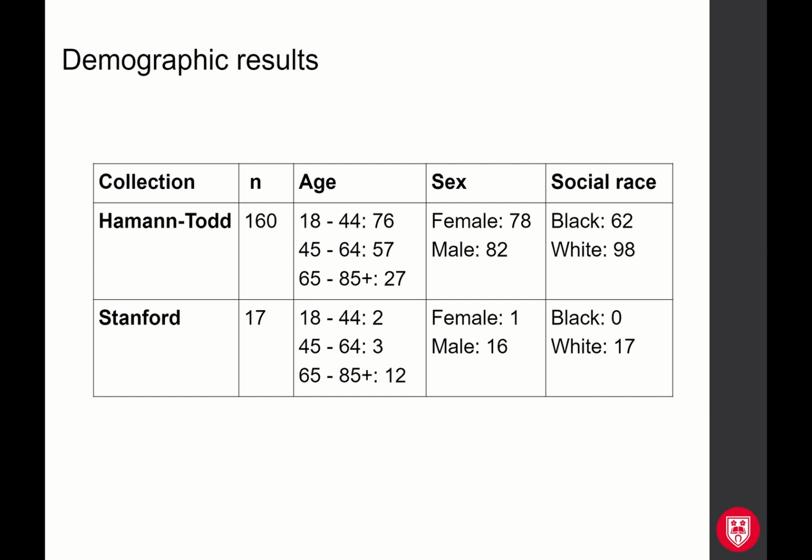Now, demographic results. I was able to analyze 160 individuals in the Hammond-Todd collection, a relatively even distribution of age and sex and social race. The Stanford collection, I only analyzed 17 individuals out of the over 200 because of the fragmentation of that collection. That collection's severely fragmented, and they didn't have a lot of vertebral columns, which was one of the other portions of my PhD. So again, I was only able to analyze 17. They were all white, and most of them were male.